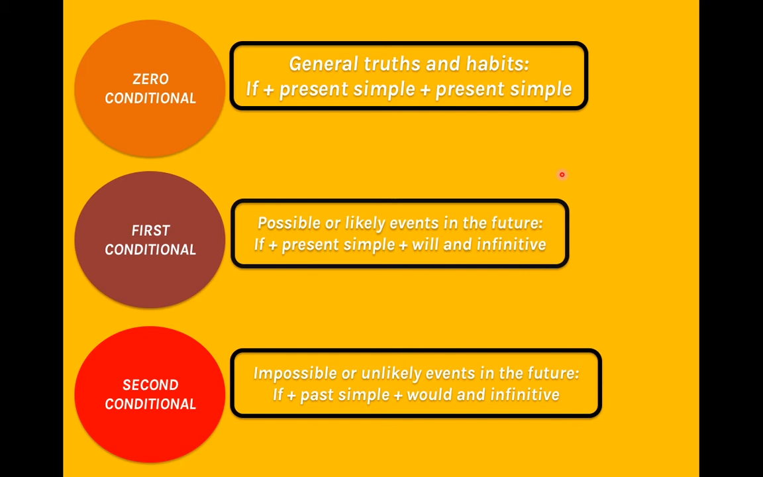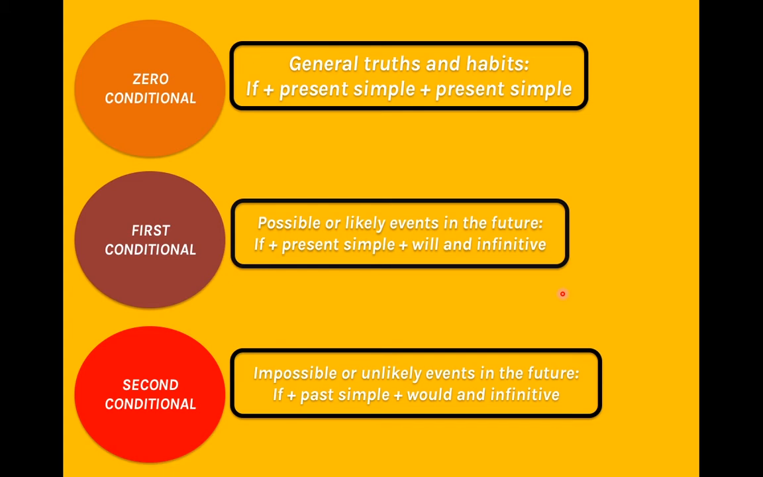What do we use the zero conditional for? We use the zero conditional for general truths and habits. That's why we use the present simple to express it. Remember that I told you that conditional sentences have two clauses: the if clause, which is the condition, and the result clause. You have already learned in different courses that the zero conditional is the conditional we use for general truths and habits. That's why we express the condition with present simple, and the result we also express it with present simple.